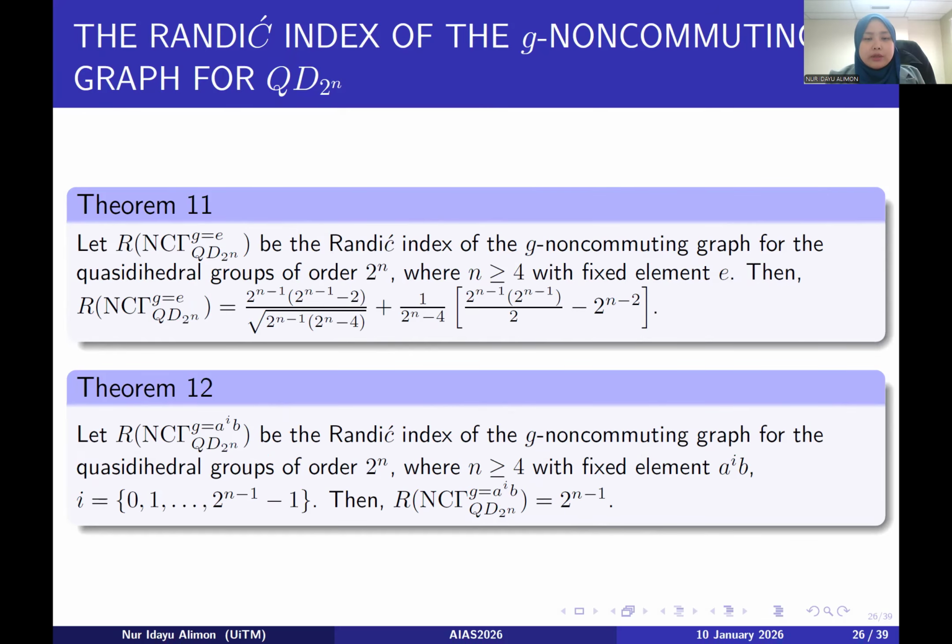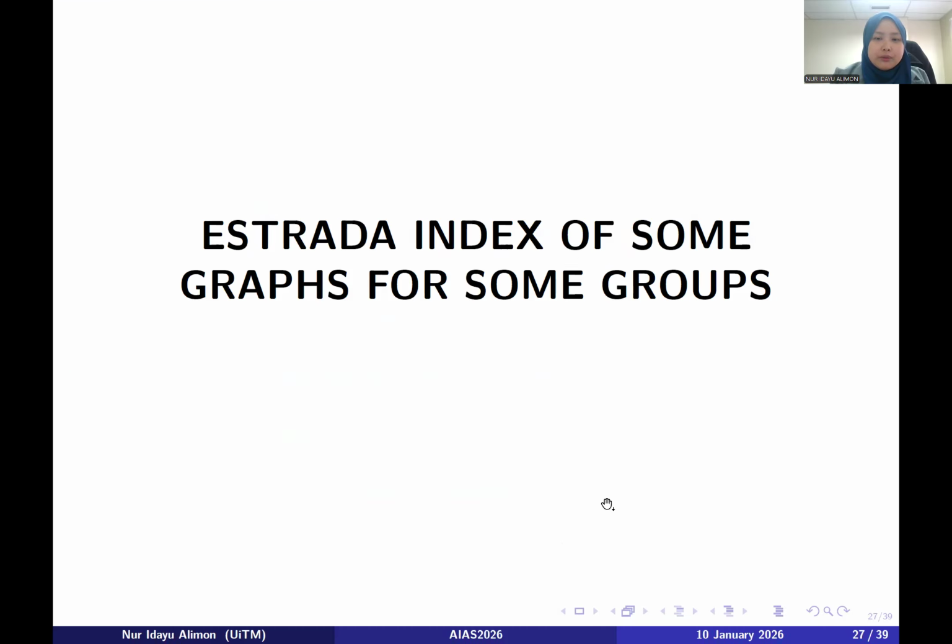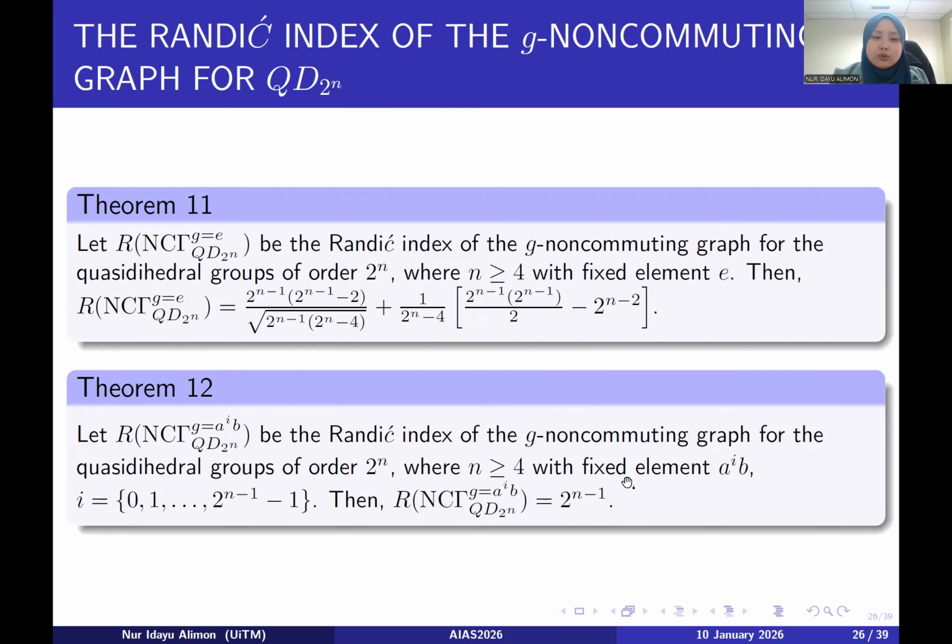And then theorem 11 is for the quasi-dihedral groups. So let's say the fixed element is G equals E. You will get this formula. So a little bit long compared to the others because you have the power, and it's a little hard to actually simplify and give a simplified version. So this and next is G equals AIP. So we get 2 to the power of n minus 1.